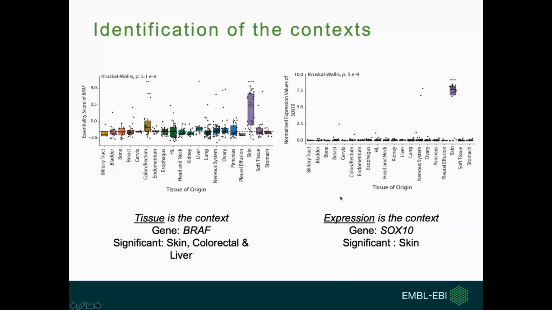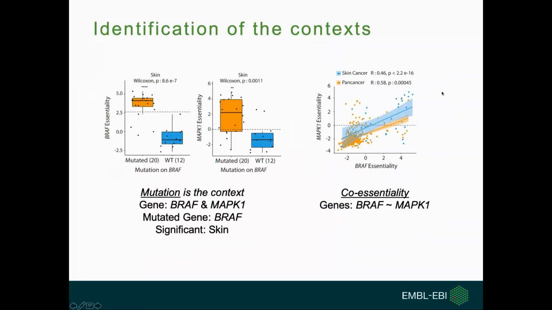They are really essential, significantly essential. You can observe this. Or even here, for example, you can search through the expression levels of SOX10, but we know that SOX10 is only expressed in skin melanoma tissues. We see that their expression is high, and its essentiality is high too. So, for example, you can search through the mutation context.